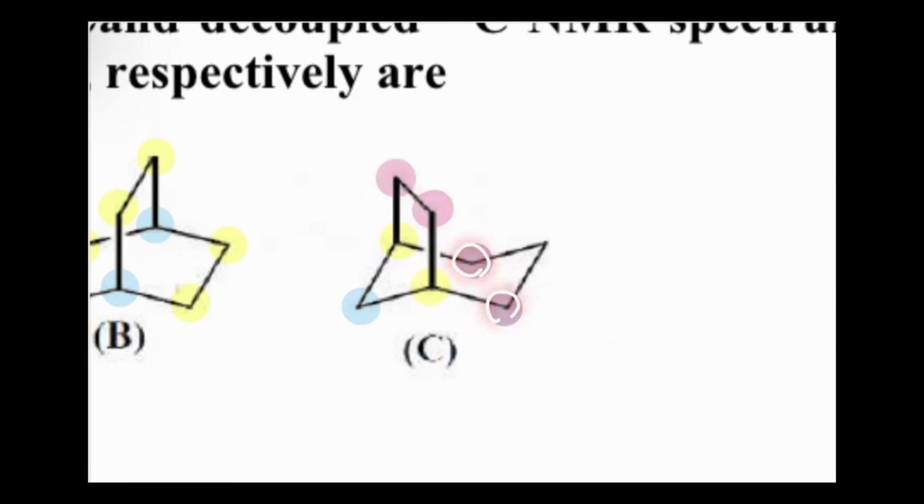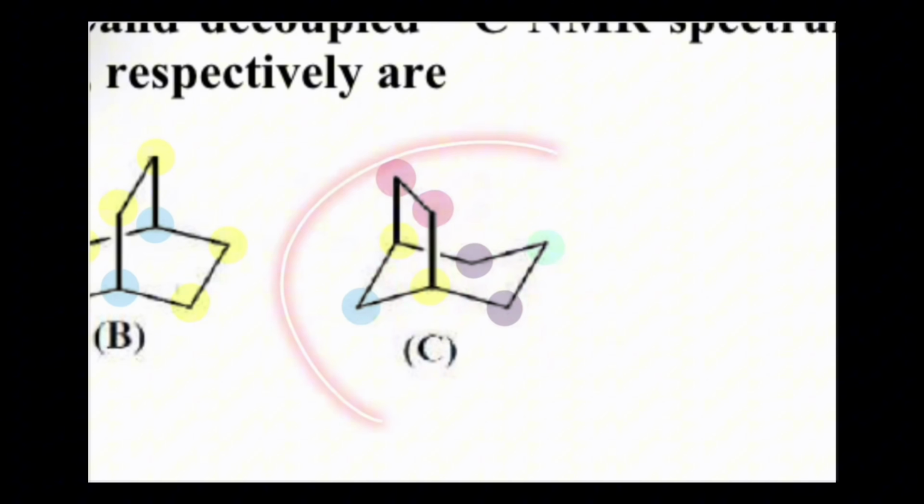And these 2 carbons are not equivalent to these 2 carbons, because compared to both these carbons, the chemical environment is different. Okay. And now this carbon here has a peak, and there is no other carbon which has the same chemical environment as this carbon.